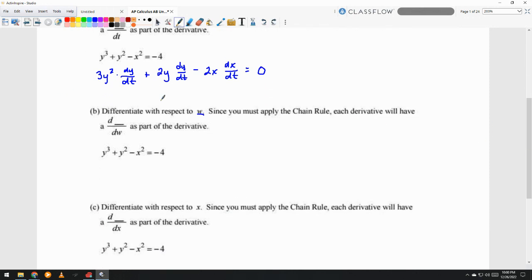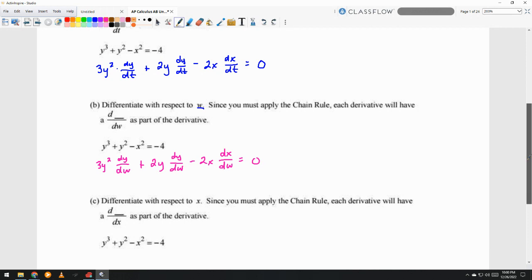Hopefully you gave this a good try. Like I said, it's pretty much identical to the last one. So derivative of y cubed is 3y squared, and then we're going to have a dy over dw. Second term is plus 2y, and we're going to have a dy over dw. Third term is minus 2x, and we're going to have a dx over dw, and it's going to be equal to 0, which is the derivative of negative 4.